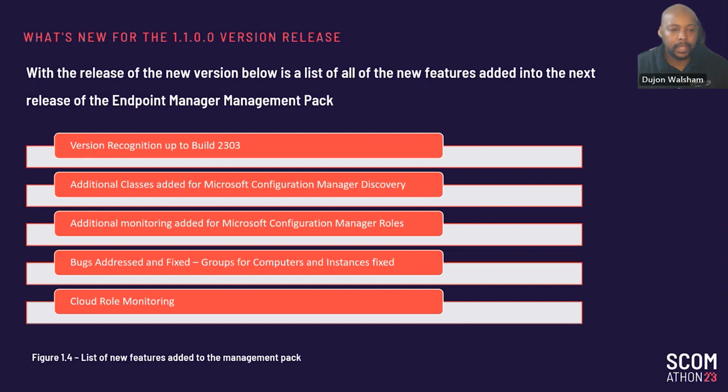And the last part is then the cloud role monitoring. So to go more further into that, this is more based around roles such as your cloud management gateway, your cloud distribution points. But not only that, we also look into the actual cloud management gateway connection points as well, which actually attach themselves to the cloud management gateway, which is working for that environment. So we now actually have coverage for that as well. That also falls into the category of additional classes added for Microsoft Configuration Manager. So we have an entire section for the cloud role monitoring, which we will dive in a lot further.